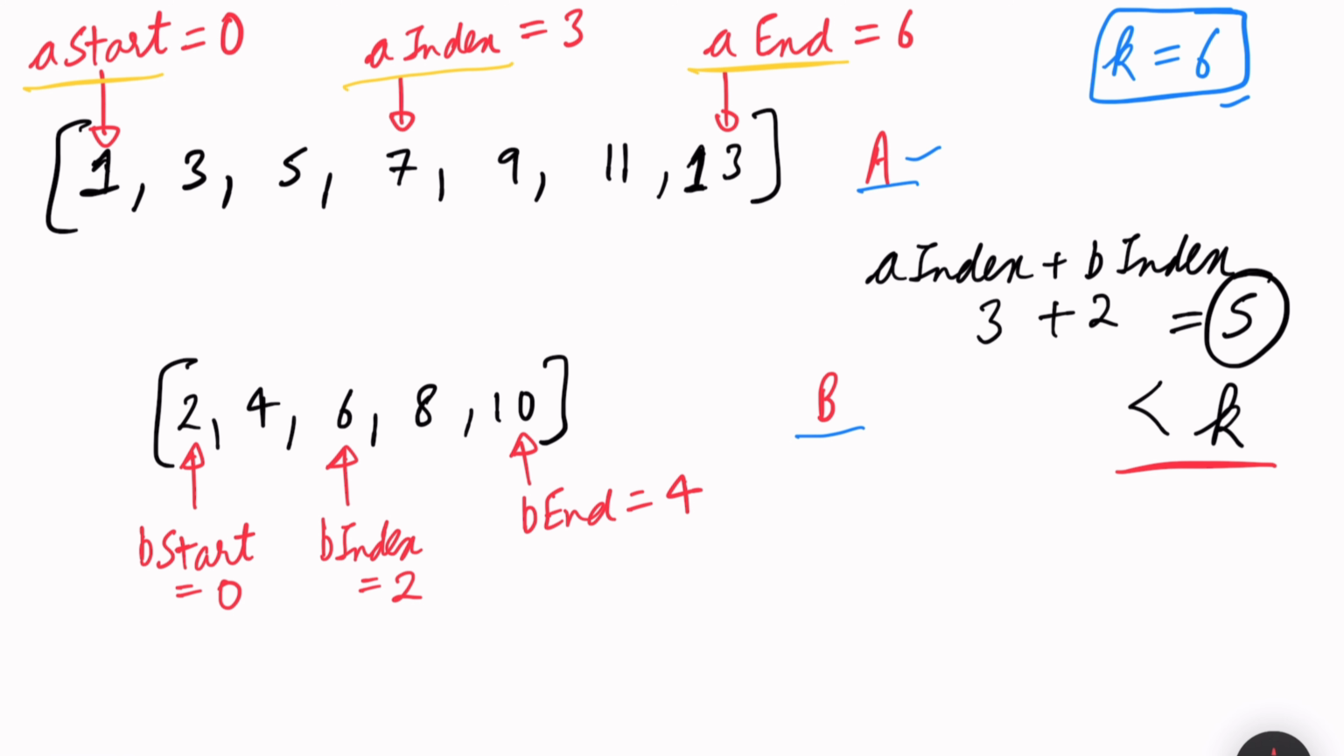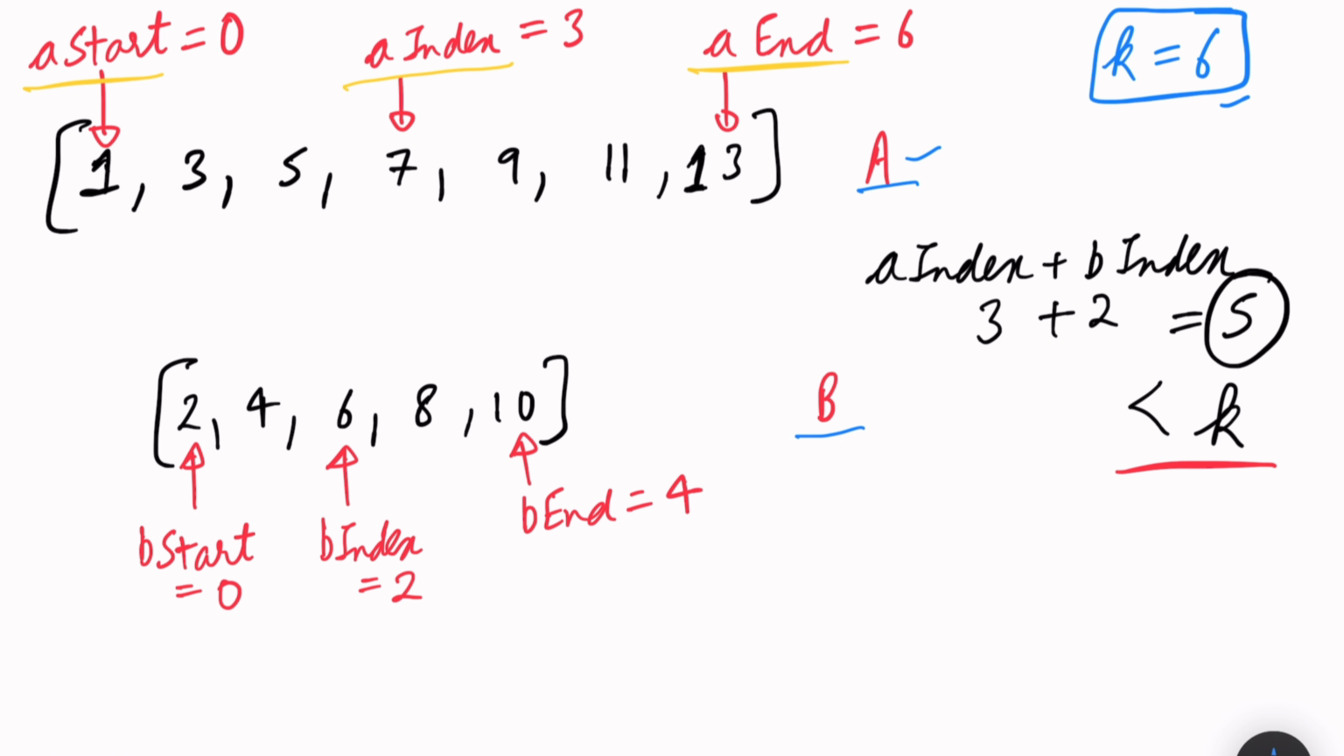So we need to eliminate the left side of one of the two arrays. Now we have to decide whether we should eliminate the left side of array A or the left side of array B. Here we can see that the value at A index is greater than the value at B index, and our final merged sorted array is going to be sorted in ascending order. So we should eliminate the left side from the array which has the smaller value.